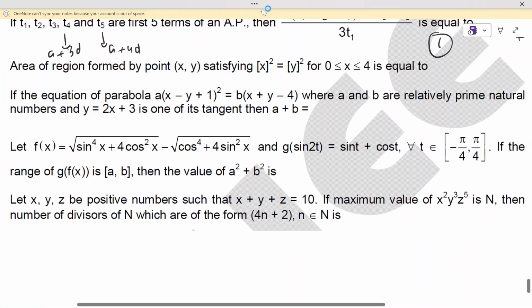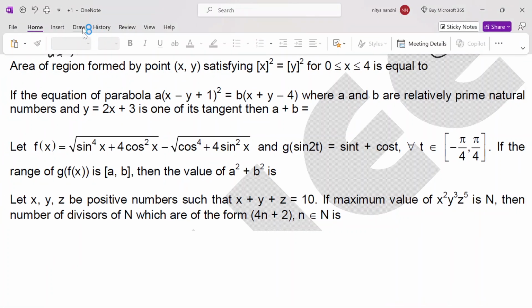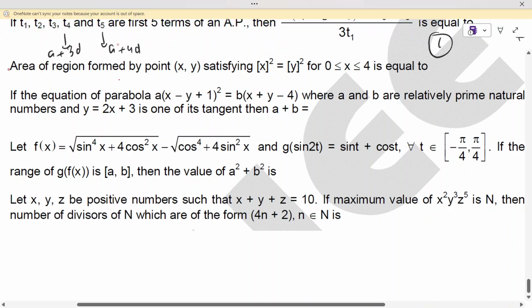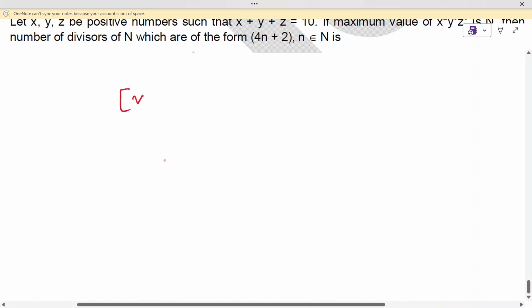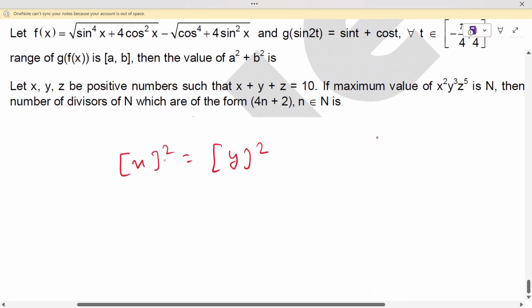The integer part is literally easier than this one. We just get to know as we proceed. The area of the region bounded by this one, box x square equal to box y square, for x between 0 and 4. We have to draw the graph. Okay. So we have box x square equal to box y square, for x between 0 and 4. Fine. This I have to plot.